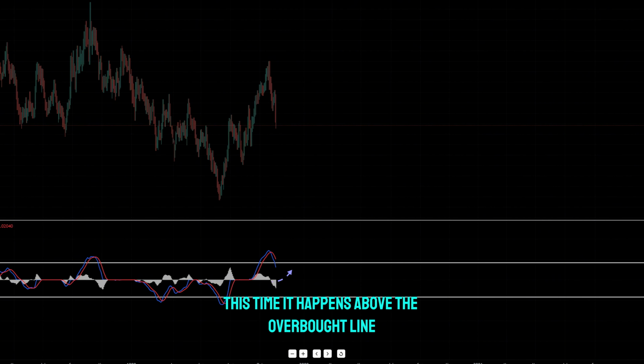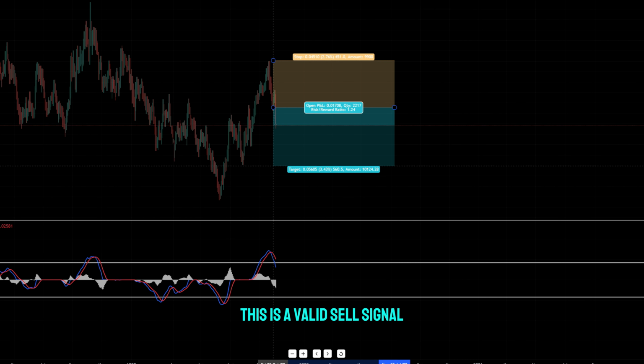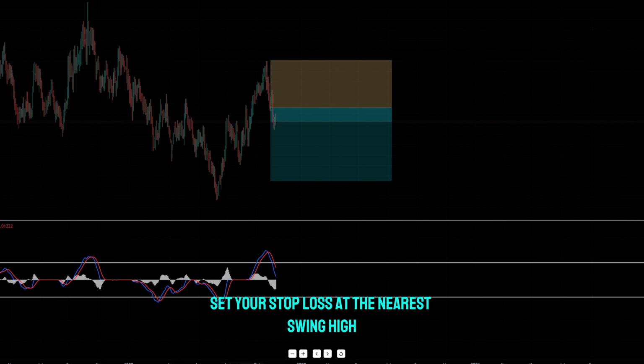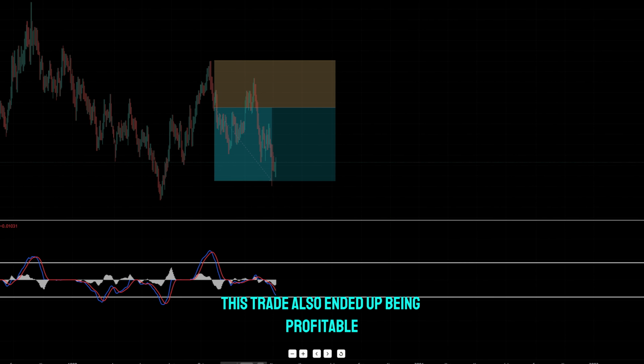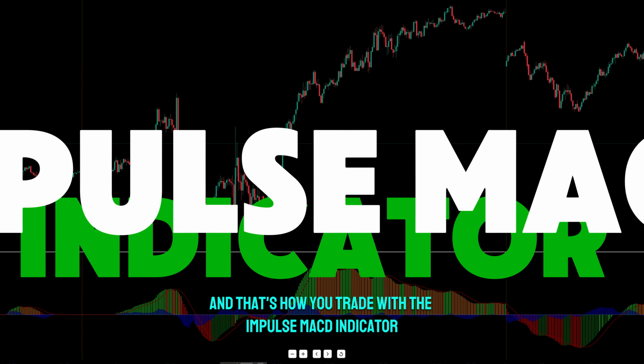In another example, we see a downward crossover. This time it happens above the overbought line, indicating downward momentum while the price is overbought. This is a valid sell signal. Set your stop loss at the nearest swing high and your profit target at 1.5 times your stop loss. This trade also ended up being profitable, and that's how you trade with the Impulse MACD indicator.